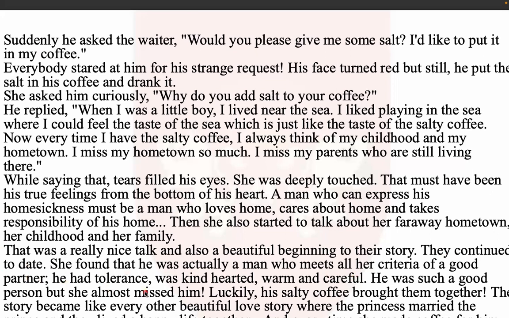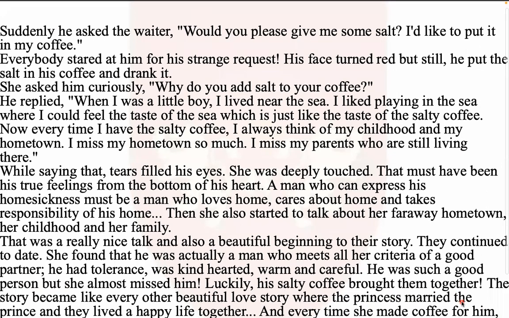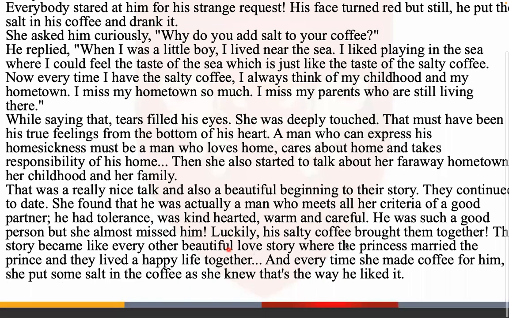He had tolerance, was kind-hearted, warm and careful. He was such a good person, but she almost missed him. Luckily, his salty coffee brought them together. The story became like a beautiful love story where the princess married the prince and they lived a happy life together. And every time she made coffee for him, she put some salt in the coffee as she knew that's the way he liked it.